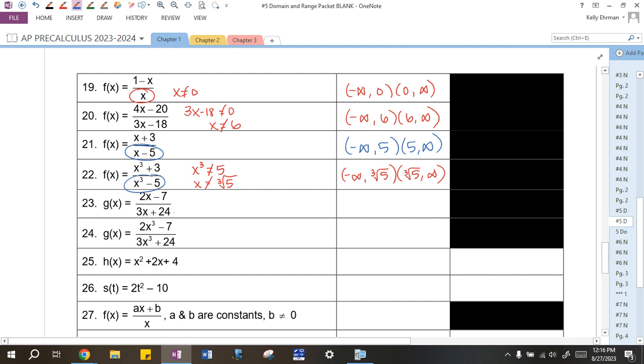3x plus 24 can't equal 0. Solve that, you get x equals negative 8. So everything excluding negative 8 is in our domain.